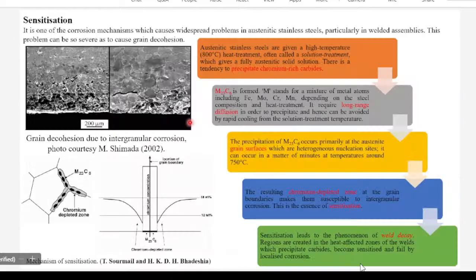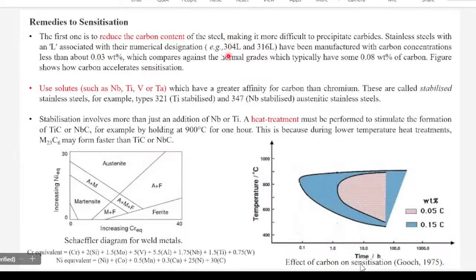The last thing I can share is sensitization, as I've already told, in austenitic stainless steel 308L. Why are we using it? Because it has a reduced carbon content, that is 0.03 percent, while the conventional one without L has 0.08 weight percent of carbon. So this is a very good thing if we want to lower the sensitization problem.